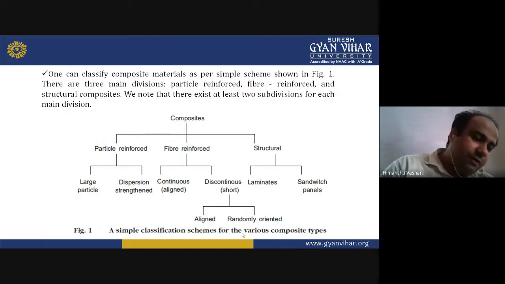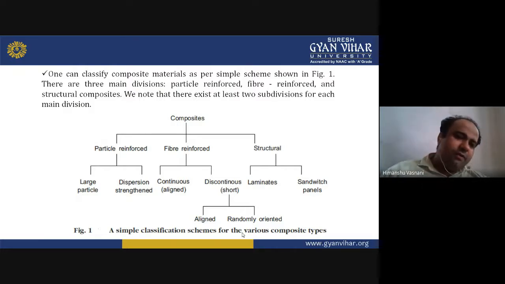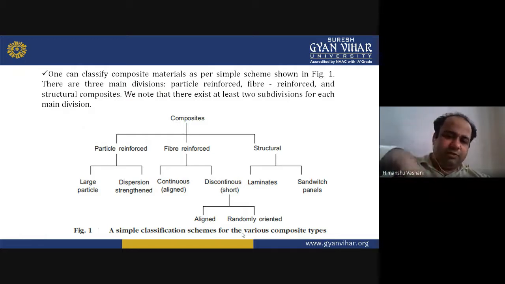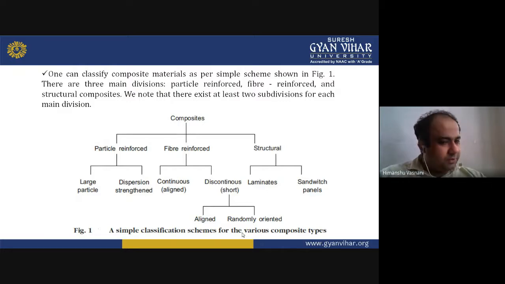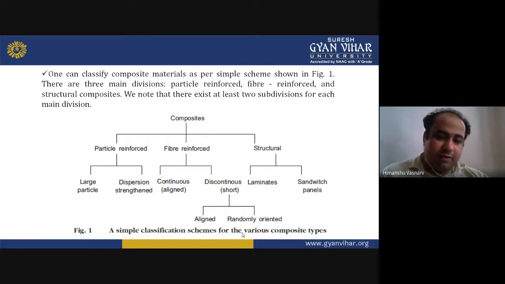When we talk about particle reinforced, you have large particle and dispersion strengthened. When we talk about fiber reinforced, you have continuous and discontinuous, and under discontinuous you can have aligned and randomly oriented. This is how the classification of the various composite types is done. So, let's start with them.